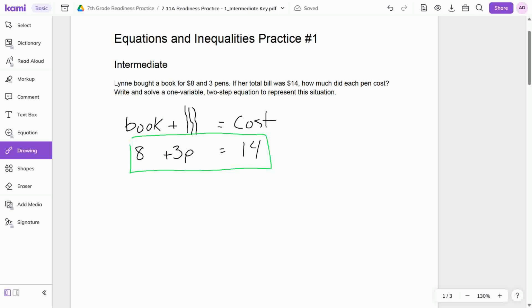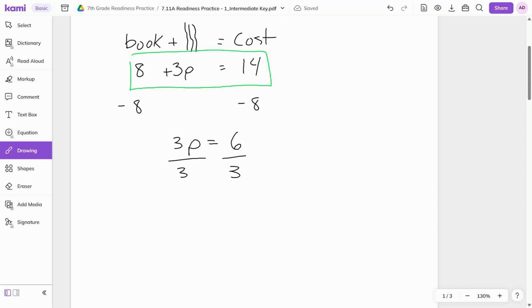Now let's solve it. Well, what we need to do is use the properties of equality. So if we subtract 8 from both sides, that's going to get us 3p equals 14 minus 8 is 6. Now we need to divide both sides by 3 because that's the inverse of the multiplication, because 3 times p can be negated if we divide both sides by 3. And then that's just going to leave us with p equals 2.